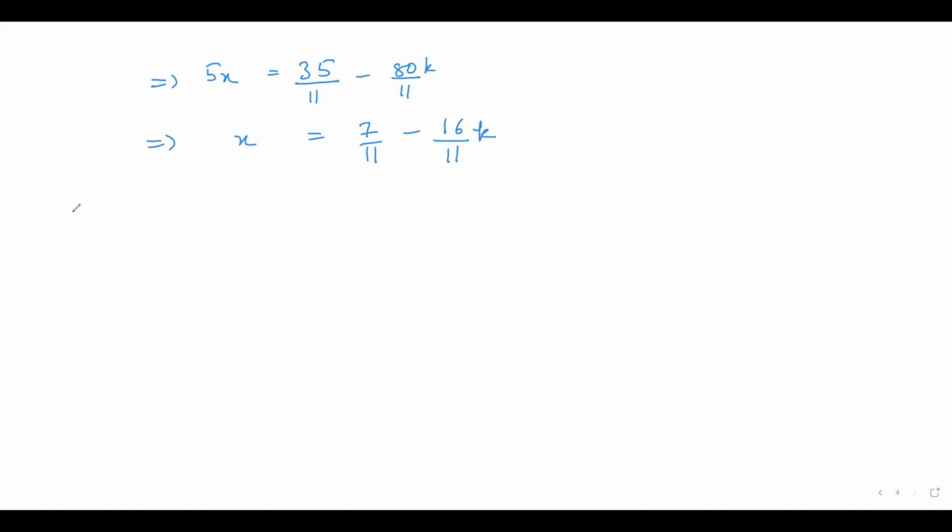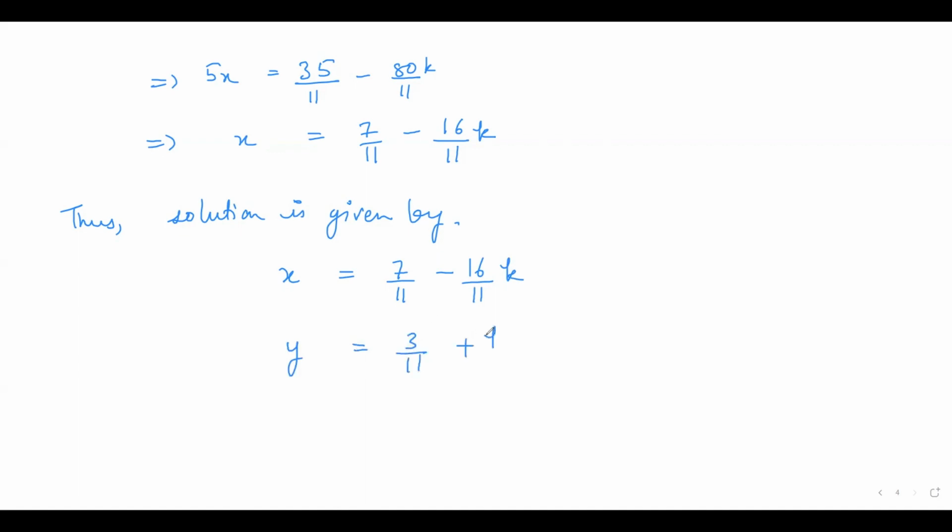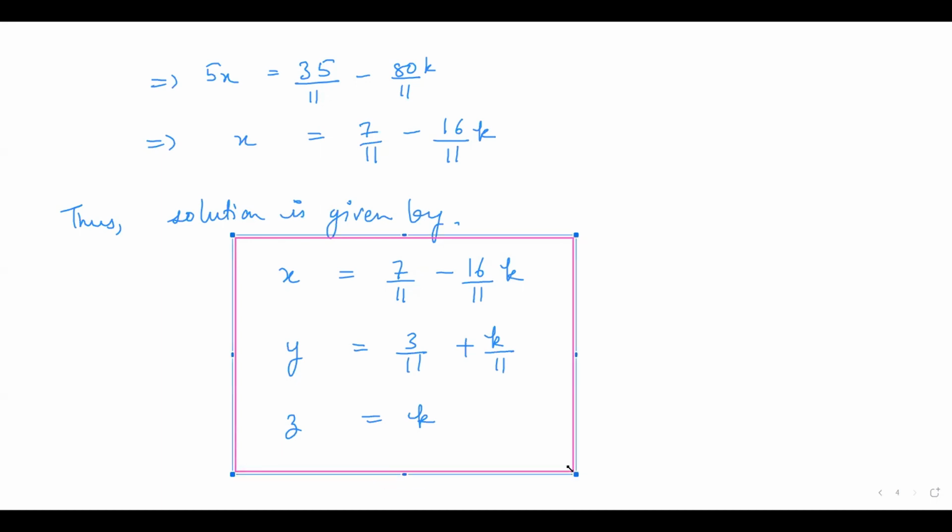So thus the solution is given by x is 7 upon 11, y is 3 upon 11 plus k upon 11, and z is k. So this is my solution in the end. So this is how you can find the solution when we have the infinite number of solutions.